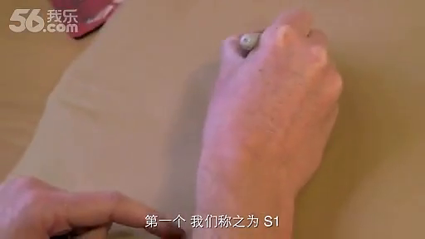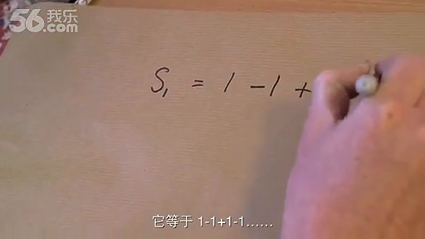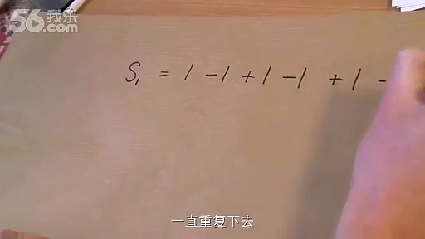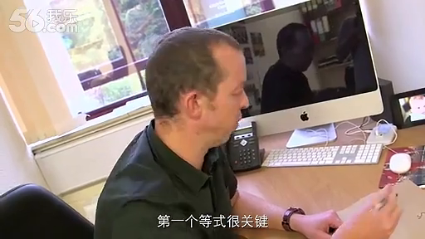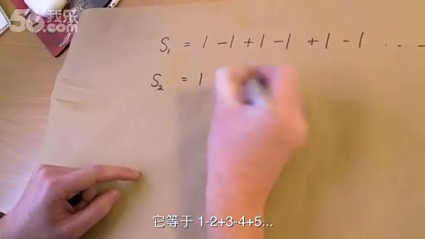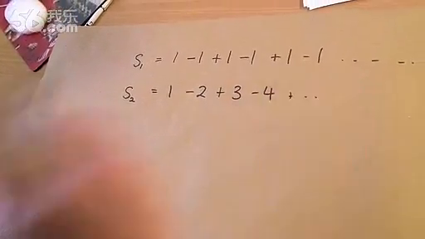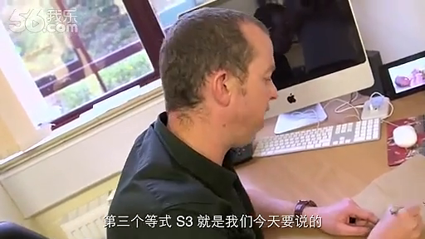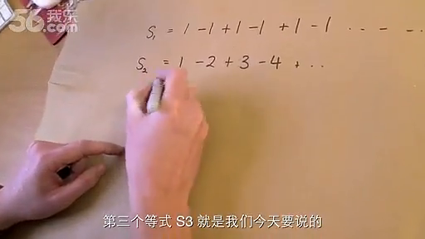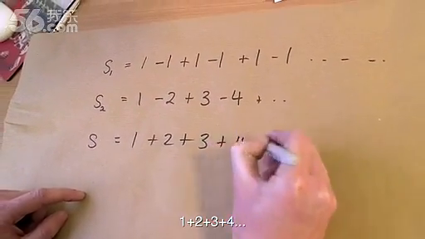The first sum that I want to look at, I'm going to call it S1, and it's 1 minus 1 plus 1 minus 1 plus 1 minus 1, and so on. The second sum I'm going to look at is 1 minus 2 plus 3 minus 4, and so on. Carry on in that process all the way up. And the third one is, of course, the one that we're really interested in, which is 1 plus 2 plus 3 plus 4, and so on. So we're going to evaluate all these three different sums.